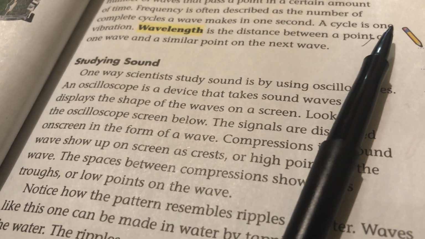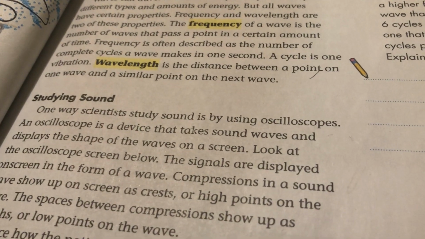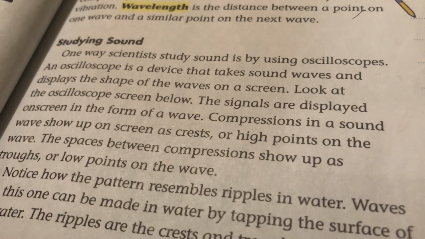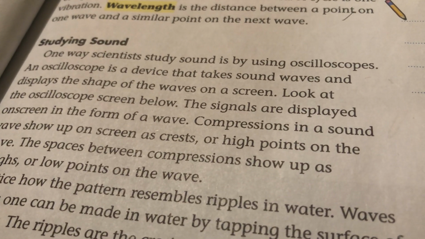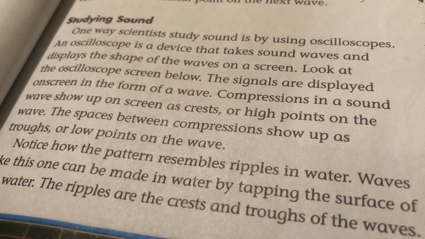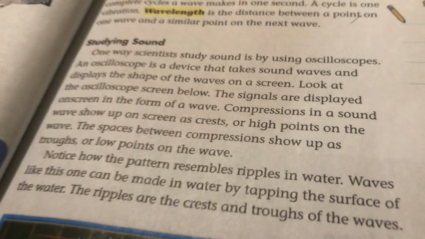One way scientists study sound is by using oscilloscopes. An oscilloscope is a device that takes sound waves and displays the shape of the waves on a screen. Look at the oscilloscope screen below.